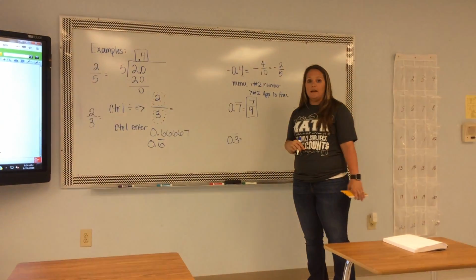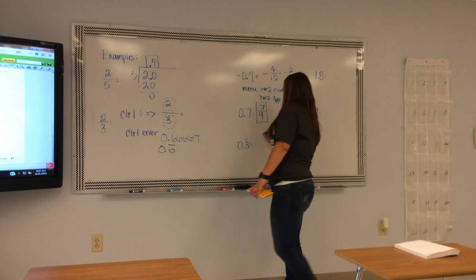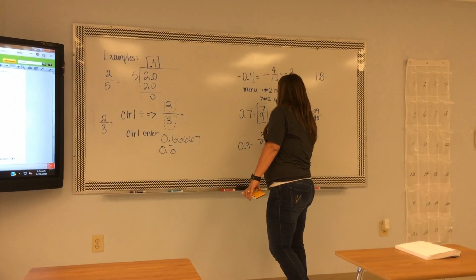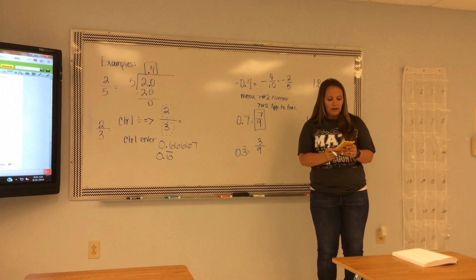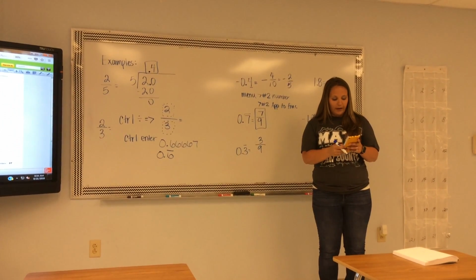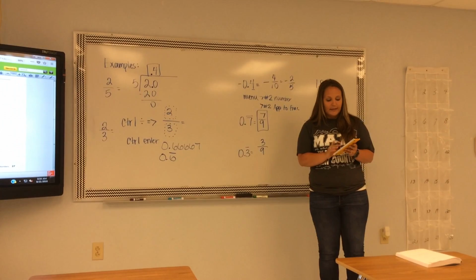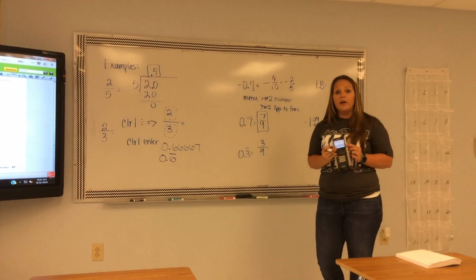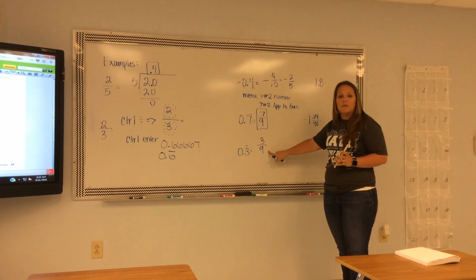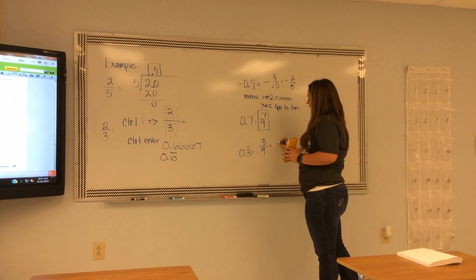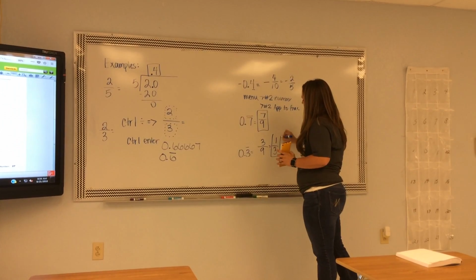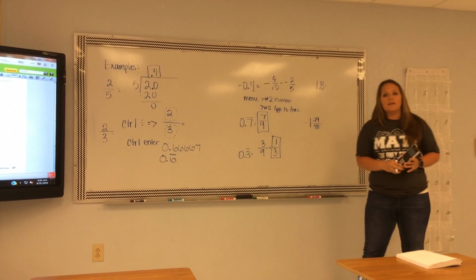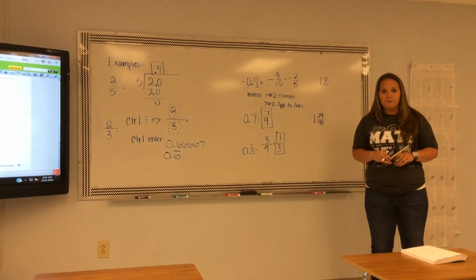For 0.3 repeating, 3 becomes my numerator, and 9 is my denominator. That's my shortcut for repeating decimals. So when I put that in my calculator, 3/9, it yields 1/3 because I can divide both of these numbers by 3. So 3 divided by 3 is 1. 9 divided by 3 is 3. So 1/3 is how you represent 3/9 as a simplified fraction.